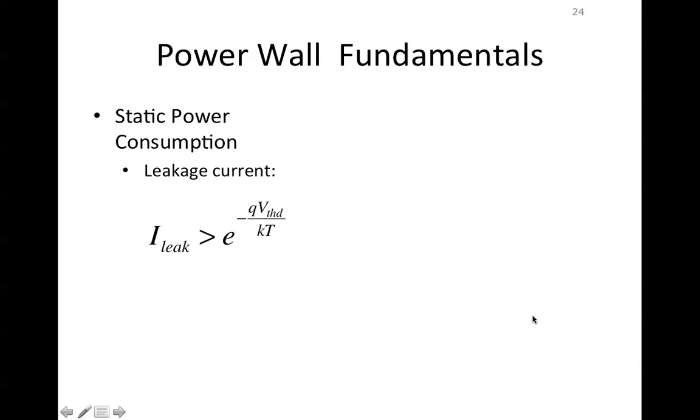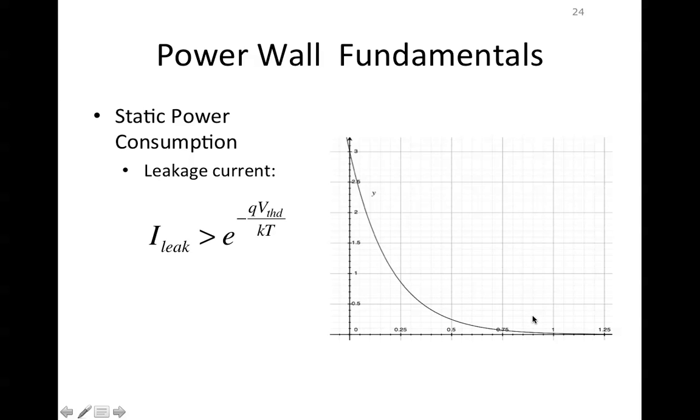If we plot this curve, we will see something like this. The x-axis is the threshold voltage and the y-axis is the leakage current. As we reduce the threshold voltage, leakage current increases exponentially. Right? Now, with the nature of exponential function, there's a significant acceleration of the quantity beyond a certain threshold, right?